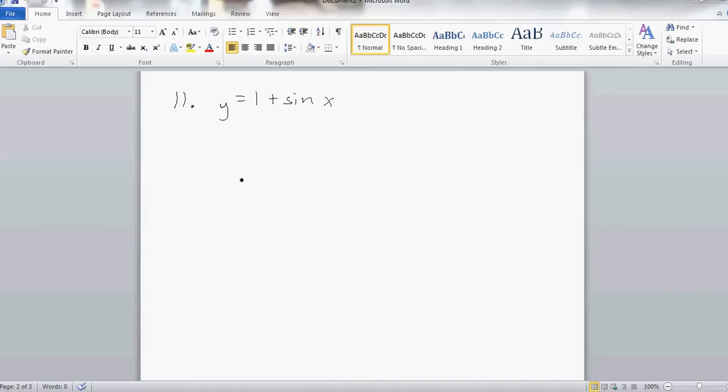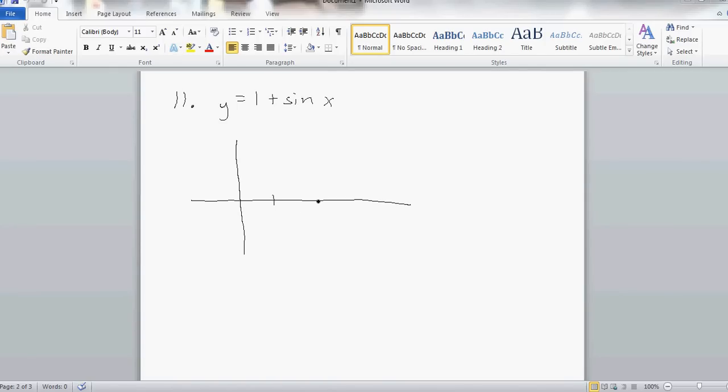And so let's look at what's going to happen here. Now the amplitude, still the absolute value of 1, that's no problem, and the period, nothing is affecting here. So this is just the sine curve, which goes from 1 to -1 and has a period of 2 pi, but what's going to happen is it's going to be shifted up by 1. And so let's look at what that graph will look like.